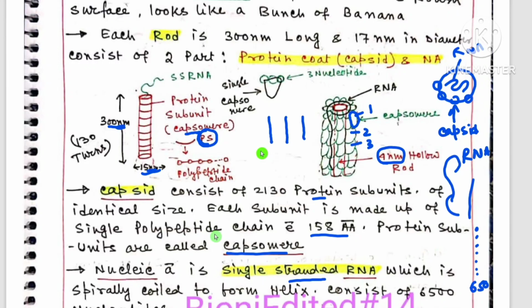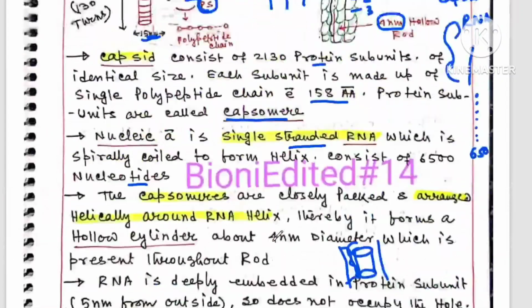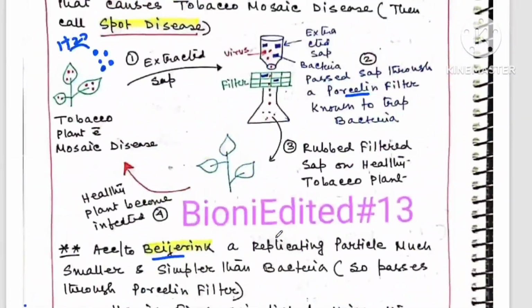This is the structure of tobacco mosaic virus, and I hope you have understood it. So thank you, and that's it.